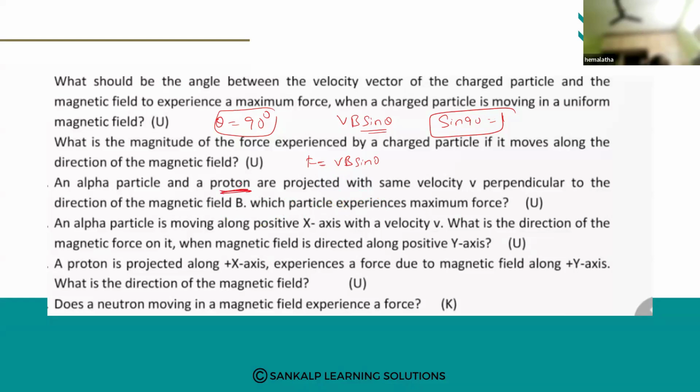An alpha particle is moving with positive x-axis velocity v. What is the direction of the magnetic force on it? The magnetic field is directed along the positive y-axis. The direction is given by what? We have to use the left thumb rule now.